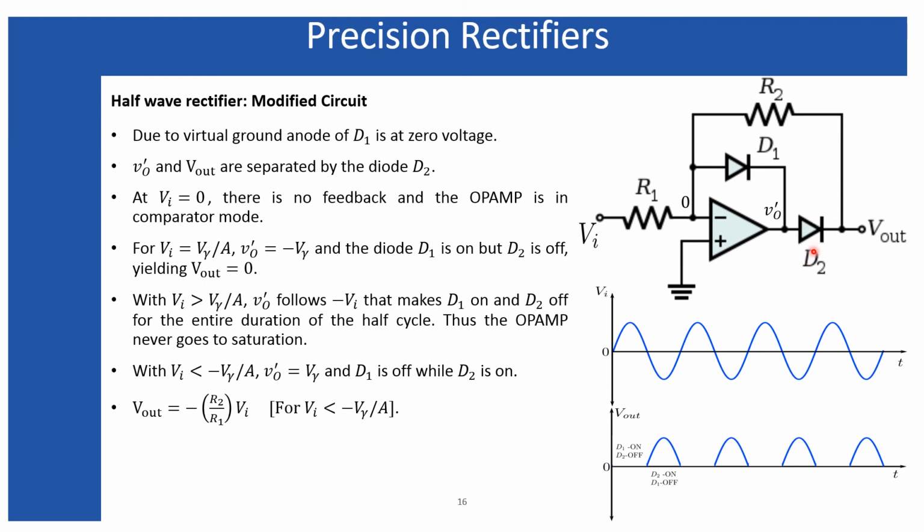Now once diode D2 is turned on, V naught dash and Vout get connected, and this feedback path is established. Once the feedback path is established, Vout can be written as in the inverting configuration, which equals minus R2 divided by R1 times Vi. During this operation, Vi itself is negative. This negative sign appears due to the inverting configuration of the operational amplifier. Along with that, since Vi is negative, the overall output becomes positive. So you can have this output during the negative half cycle, when diode D1 is turned off and diode D2 is turned on.